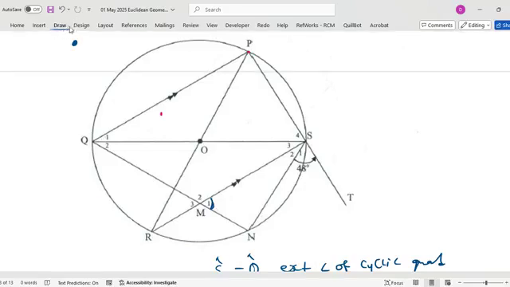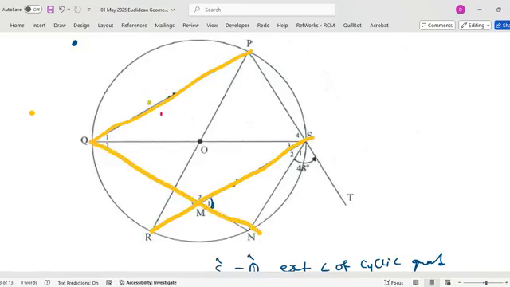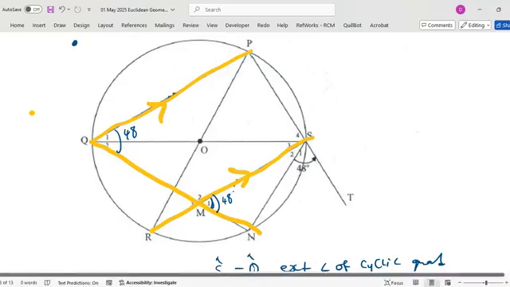Okay. Let me do that. Let me increase the size of the pen. This line is parallel to this line, we're told. And you're saying, now I see. Because those two lines are parallel, this angle, which is 48, is equal to this angle. It's also 48. Is that what you're saying?